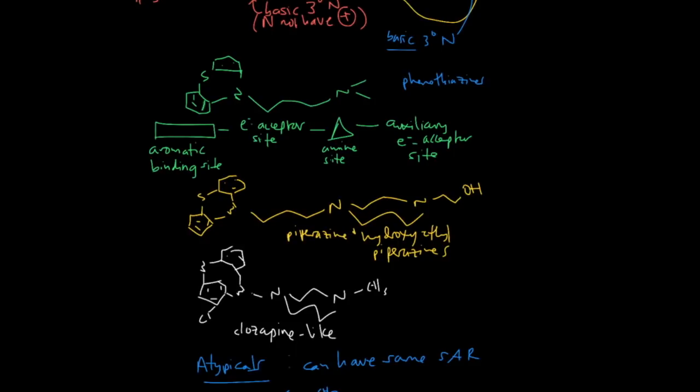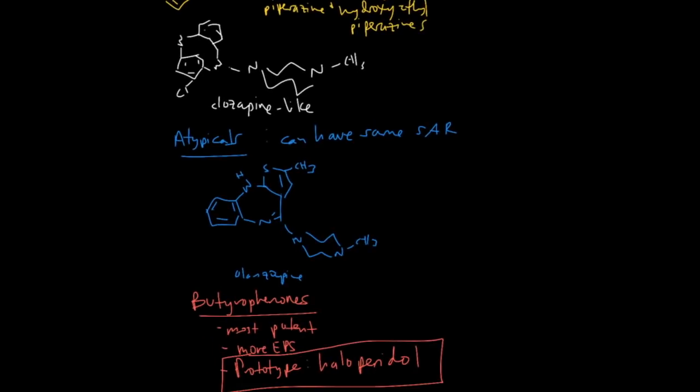Remember, your hydroxyethyl piperazines are a lot more potent because they can bind to the auxiliary binding site. Whereas the other ones don't have the extra binding, therefore are less potent. Your atypicals can have the same SARs as your phenothiazines. Butyrophenones are your most potent.